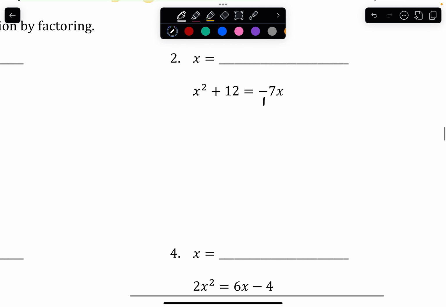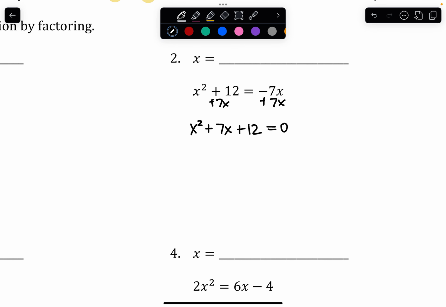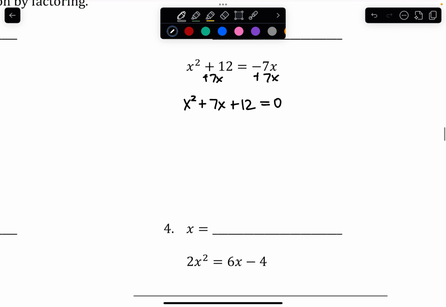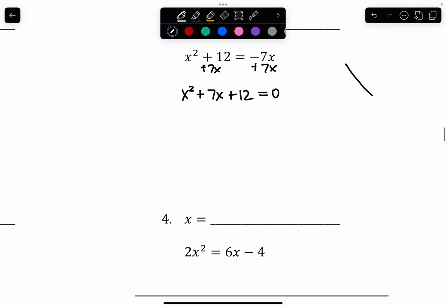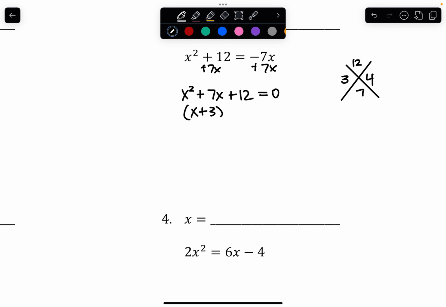Okay, over here, we need to get the 7x on the other side. He goes in the middle. Always write ax squared plus bx plus c, so descending order for the x's. Okay, and so to factor this, I need two numbers that multiply to my constant term 12, but add to the middle number 7. That's 3 and 4. Since a is 1, I know my factors are x plus 3 and x plus 4.